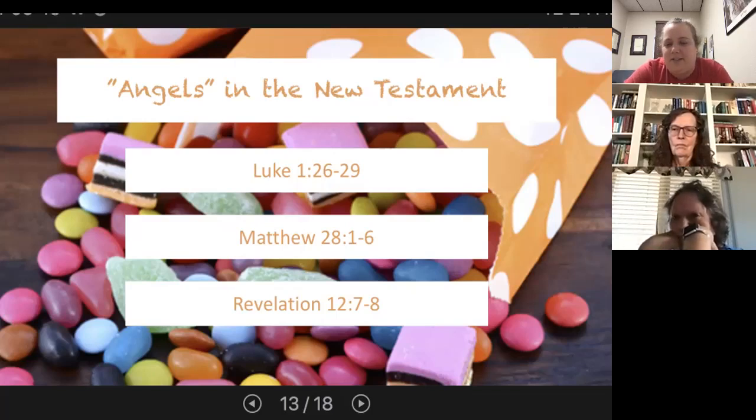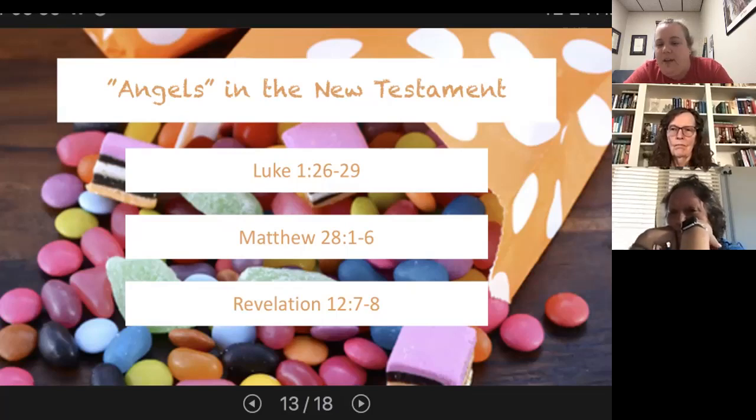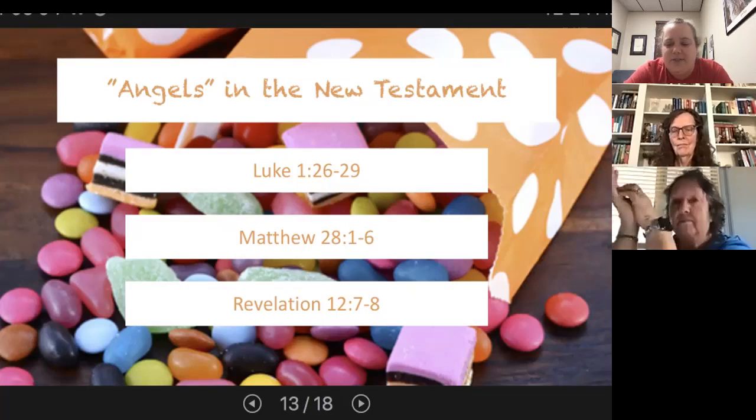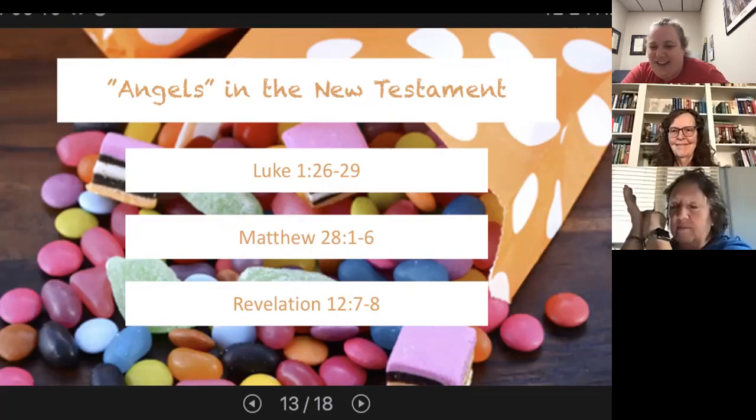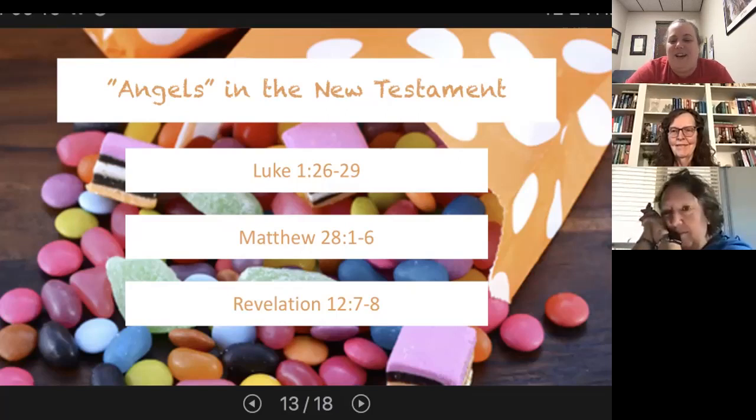So here we have a little bit more description. We've got this appearance like lightning, clothing white as snow, which of course you don't get at this time because it's impossible to bleach stuff and it gets dirty really easily. Big earthquake, supernatural power to roll back the stone and sit on it, freaking out the guards. But now, after all that happens, "Don't be afraid. It's fine. All these things that you've just seen happen are fine." But this announcement, again, there's a message: He is not here, for he has been raised, as he said.